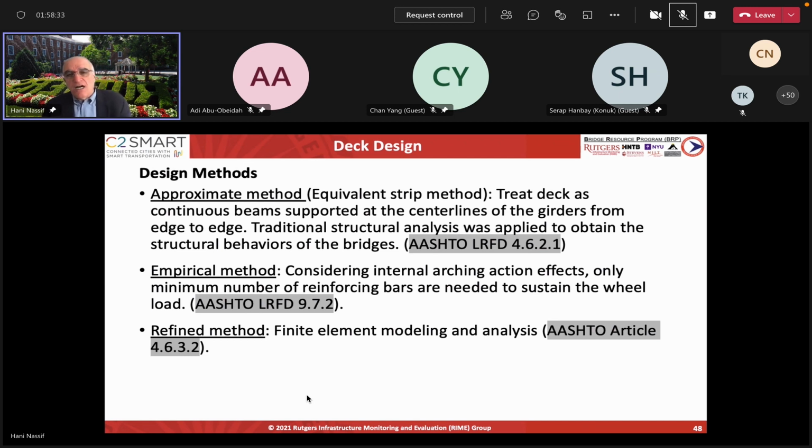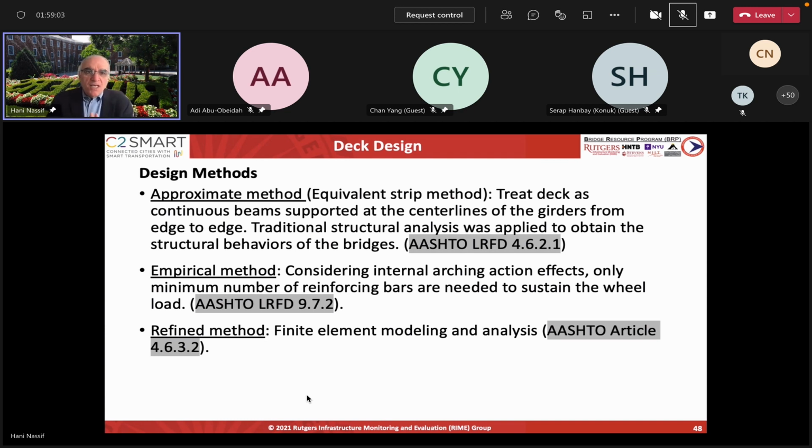In AASHTO, there are mainly 3 different ways that AASHTO allows you to design the deck. One is the traditional method, what's called the approximate method, which some people refer to as the equivalent strip method. So like slabs, normally you take a strip of that slab, 1 foot a strip. Here the strip might vary if it's in the positive moment region or in the negative moment region.